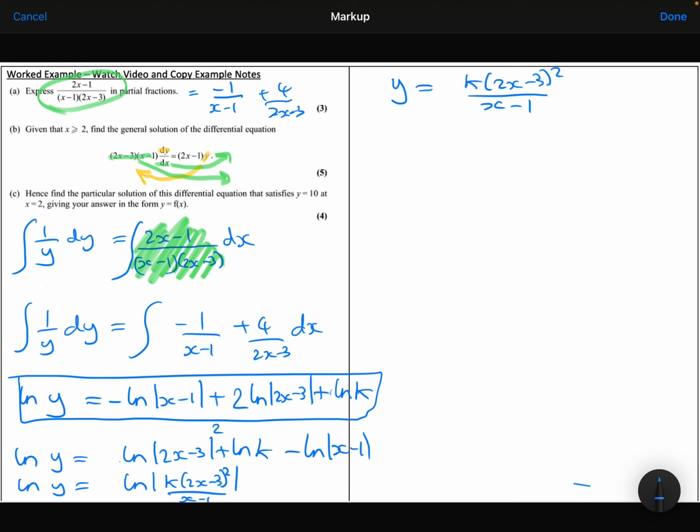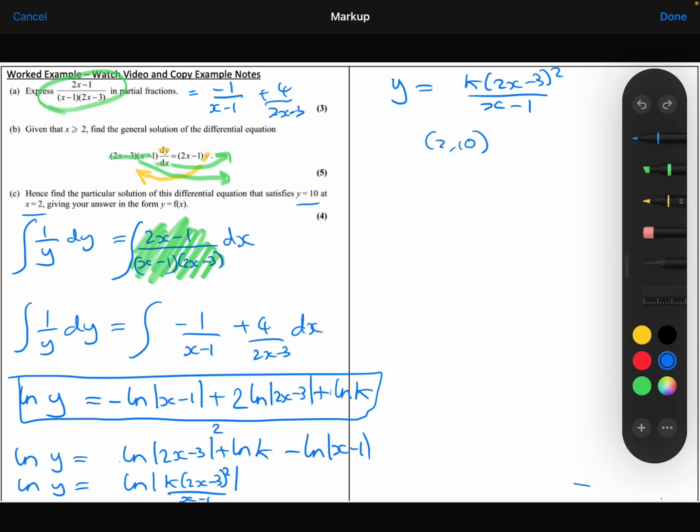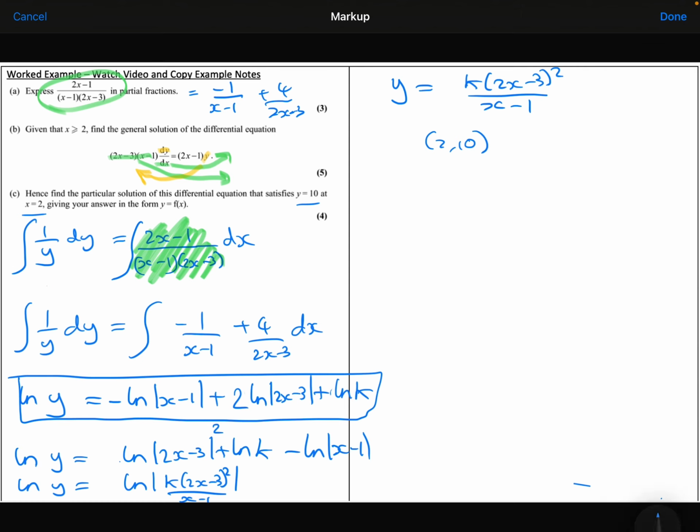Part C. Hence, find the particular solution of this differential equation that satisfies y equals 10 at x equals 2. So, x is 2, y is 10. Let's substitute that in, and hopefully, because I've already done all the hard work of rearranging, this should be pretty easy for me to work out what k is. If I hadn't done that work with the logarithms previously, this would probably be a bit awkward now.